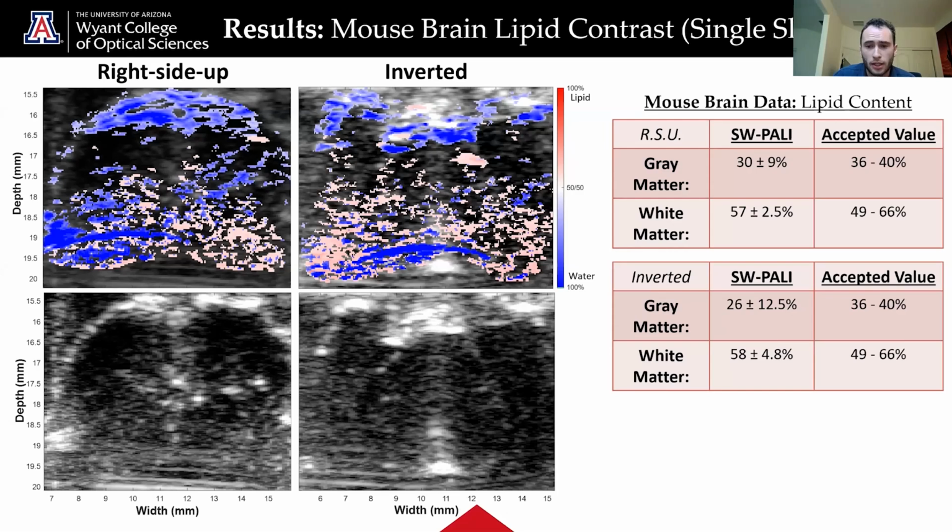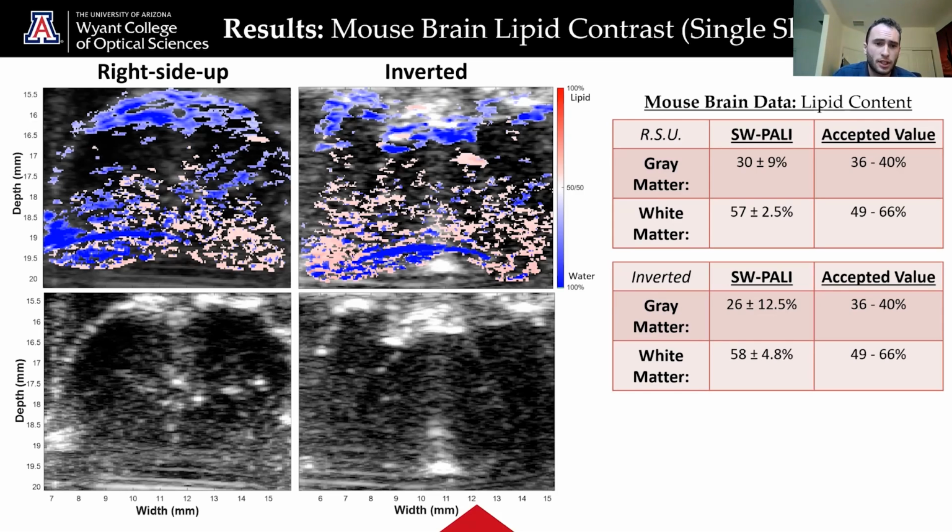We can see that this is sort of invariant to the orientation that our sample's at. With our depth correction algorithm, we get more or less the same value, 58% if we invert the sample versus 57% if we don't invert the sample, which might be some evidence to suggest that our depth correction is doing a good job. And this is, let me say again, something that's very new.